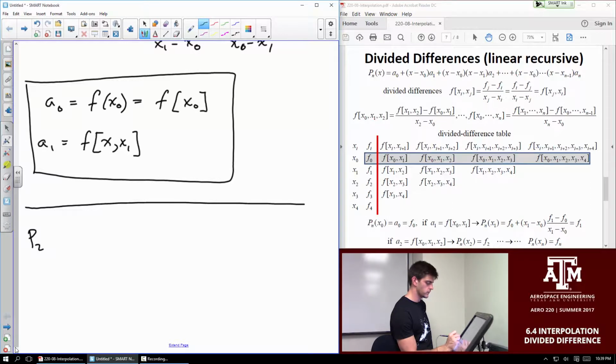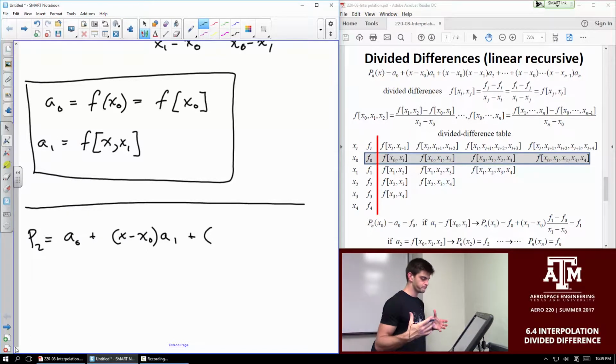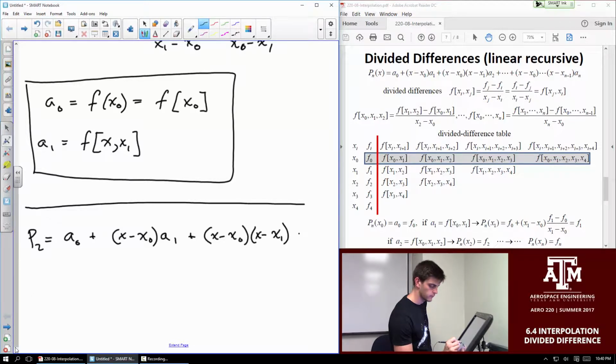P sub 2 is equal to a0 plus x minus x0 times a1 plus, and now if you're not familiar with the form, this is, I guess it's like a telescoping series. I'm not sure that's the correct term, but basically every time you add a new term, that new term is a little bigger. So here we have x minus x0 times x minus x sub 1 times a2.